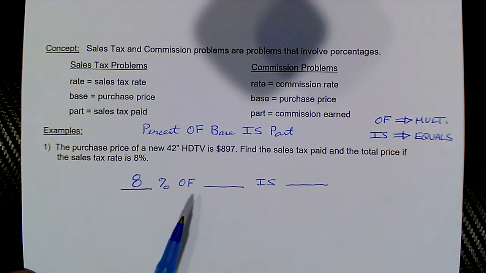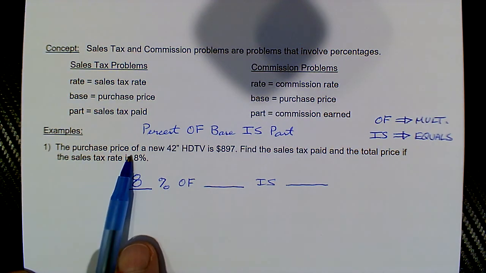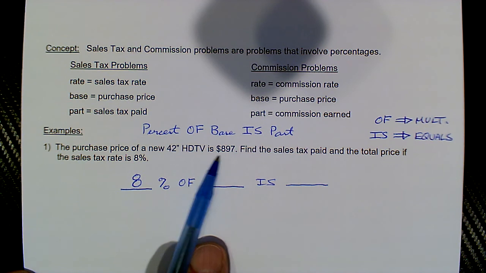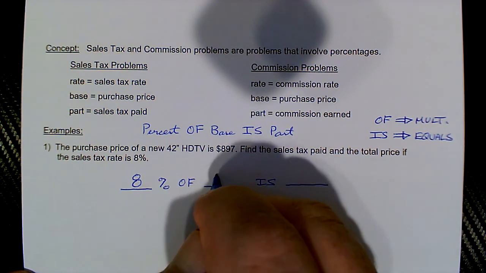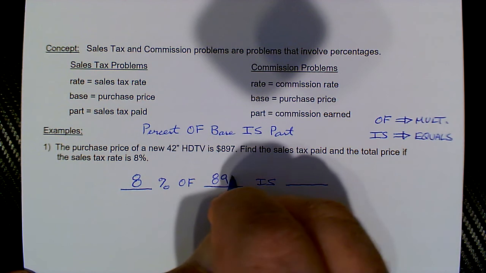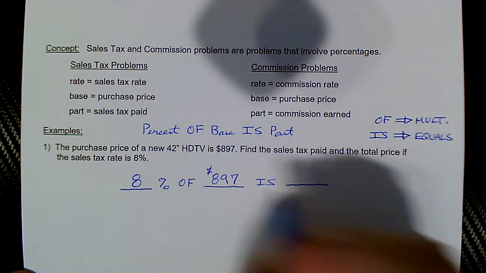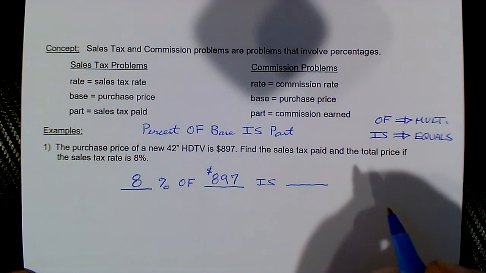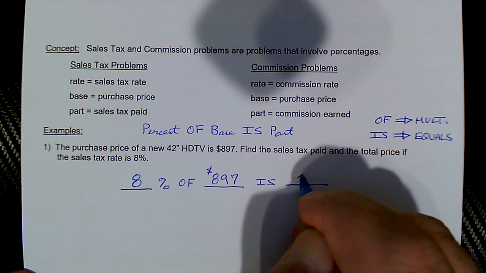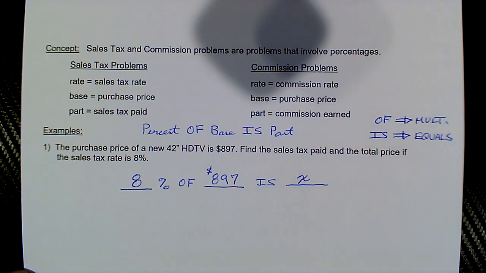And then it says the purchase price of this TV is $897. Purchase price, recall, is the base, so that's $897. You put the dollar symbol in there if you want. And we want to find both the sales tax paid and the total price. So X will represent the sales tax paid.